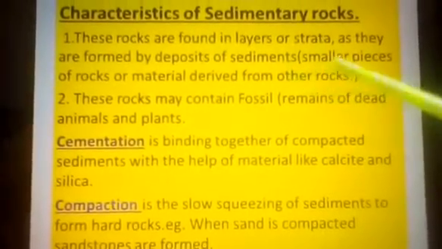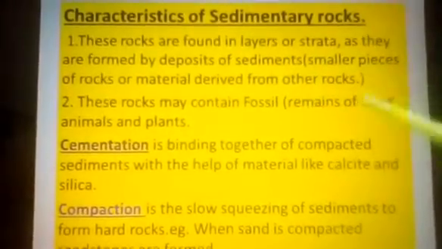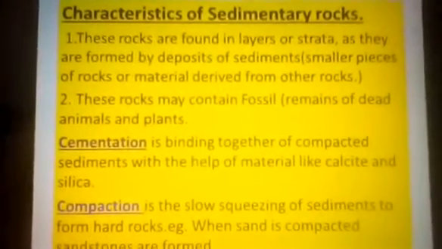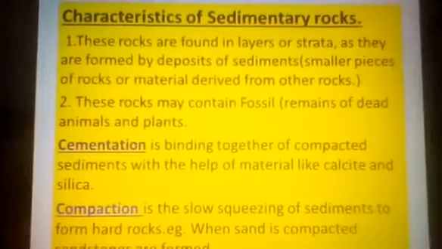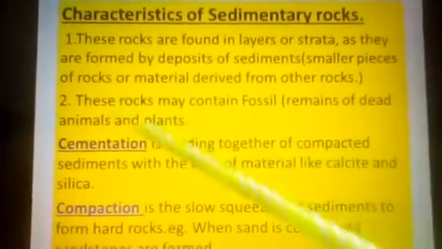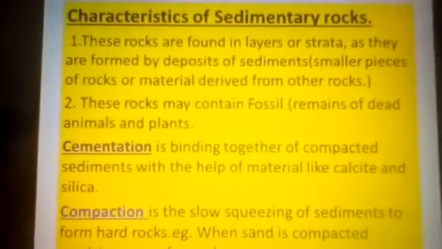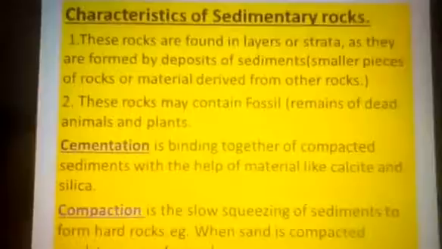What are sediments? Sediments are smaller pieces of rocks or materials derived from other rocks. Now, which are the other rocks? They might be the igneous rocks or the metamorphic rocks. Number two, these rocks may contain fossils, that is, the remains of dead animals and plants.